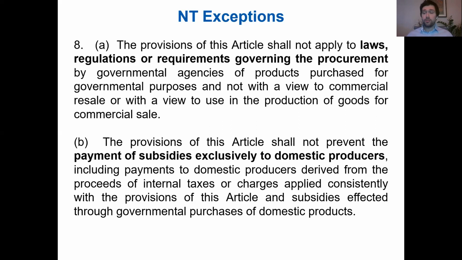The second part of this provision is less interesting for us. It starts with the word including, so it's just an illustrative provision. The second half of it, just the illustrative part. So fundamentally, to understand what the exemption is, you can read just the first two lines: the provisions of this article shall not prevent the payment of subsidies exclusively to domestic producers.